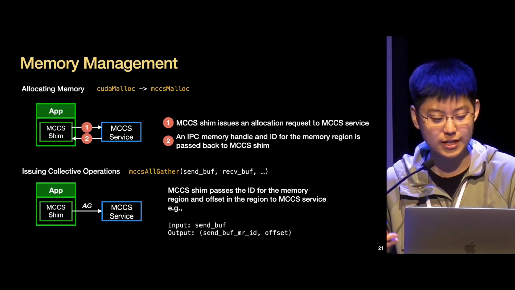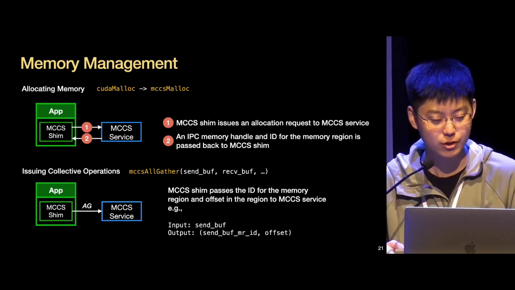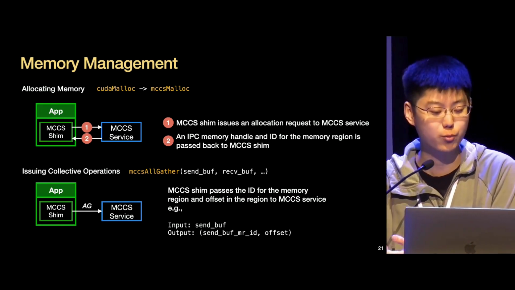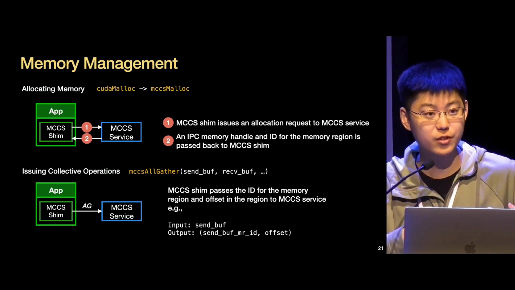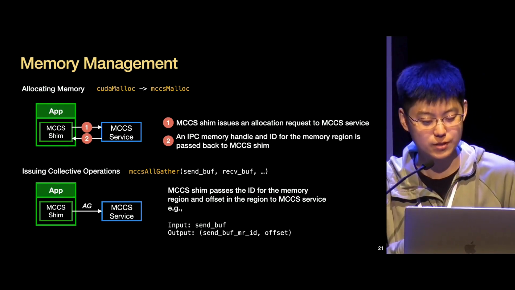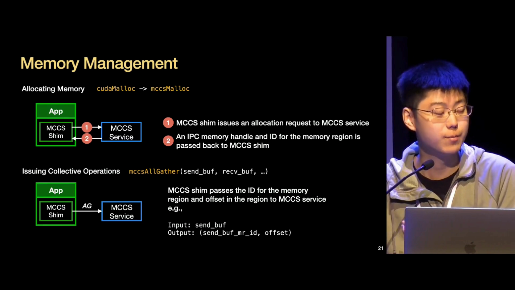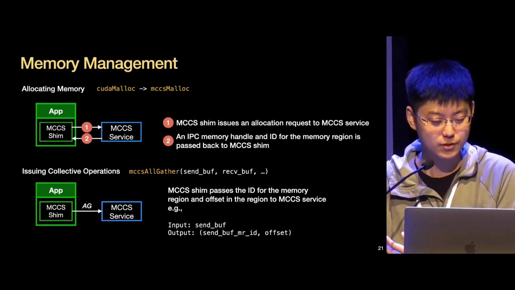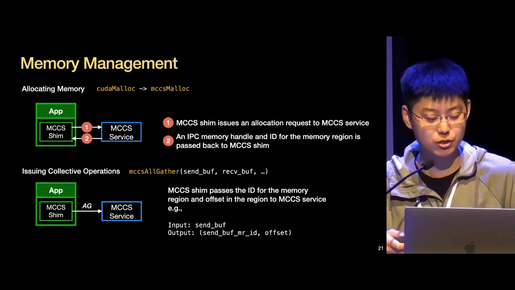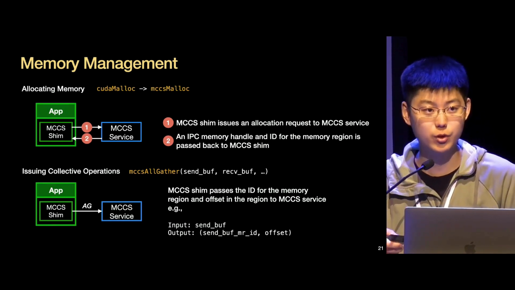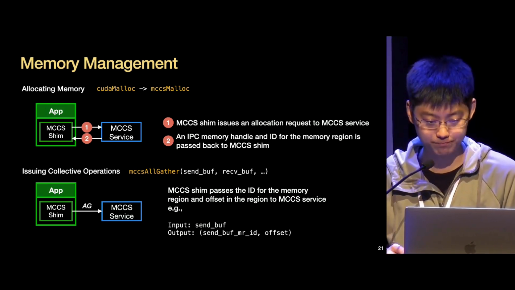When issuing a collective operation like mccsAllGather, the shim sends the AllGather request to the MCCS service, as well as its parameters. But instead of passing raw pointers or virtual addresses for the send buffer and receive buffer, we pass an ID, the ID of the memory region plus an offset. This allows MCCS to safely locate the underlying GPU buffers, so the memory sharing and address translation is done this way.